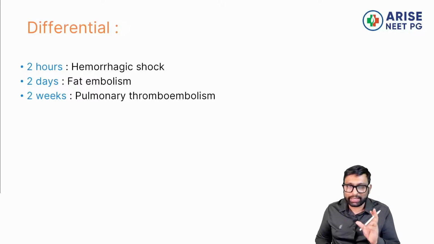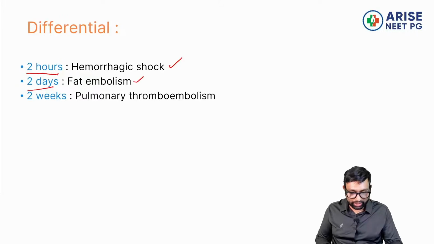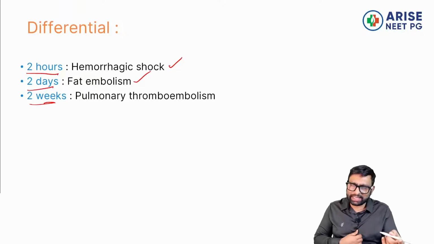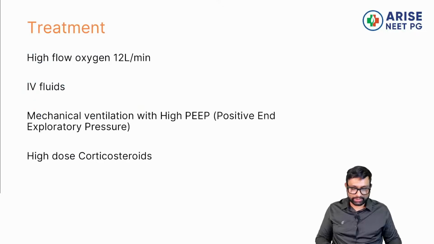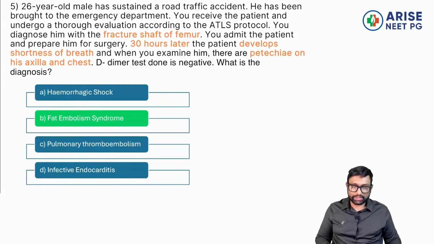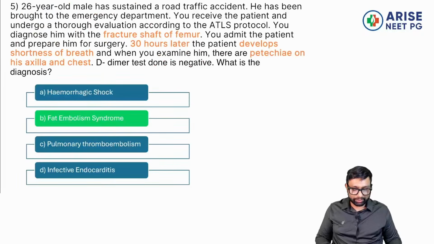So the main criteria here is the time. If it happens within 2 hours of presentation, that is hemorrhagic shock. If it happens within 2 days of presentation, that is fat embolism, 24 to 72 hours. If it happens 2 weeks later, because the patient has been immobilized for a long period of time, that is pulmonary thromboembolism. So with this, we know the answer is fat embolism syndrome, and the treatment for that is high flow oxygen, IV fluids, mechanical ventilation with high PEEP, and high dose corticosteroids for the inflammation that is there.